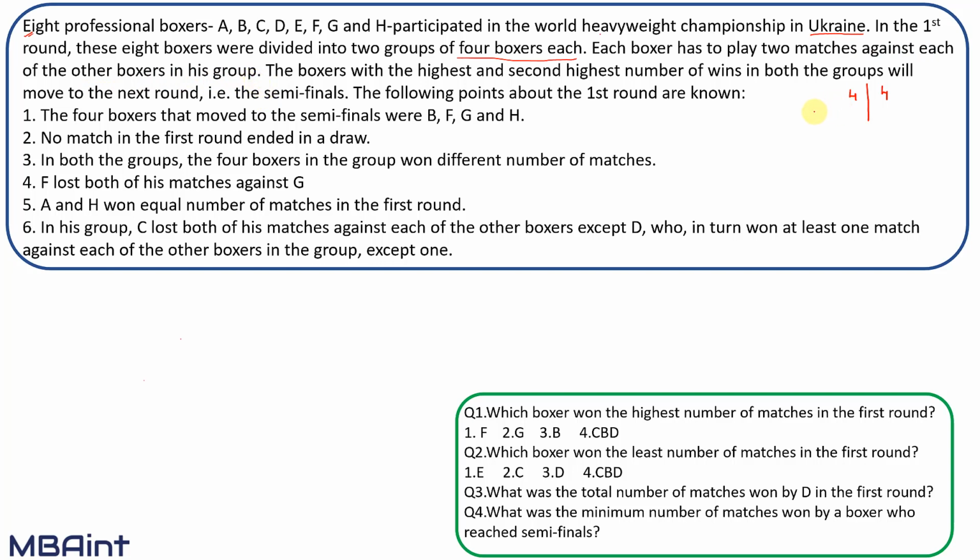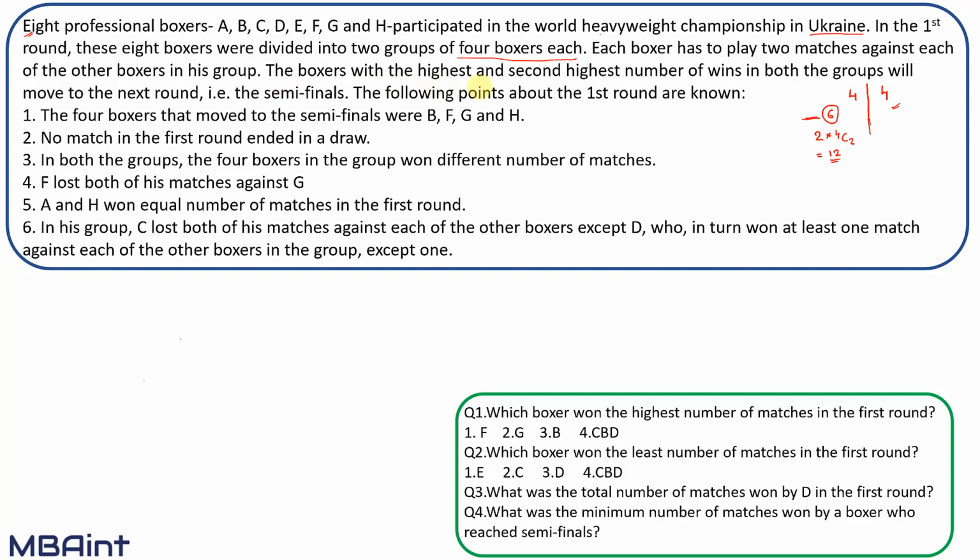Okay. So each player will play how many matches? 6 matches, because there will be 3 other boxers except him, and he has to play 2 matches against each of the other boxers. So each player will play 6 matches. And how many matches will happen in a group? In a group, altogether there would be 2 into 4C2 matches. That is nothing but 12 matches, right? 2 into 4C2, 12 matches. Similarly it will happen in this group too.